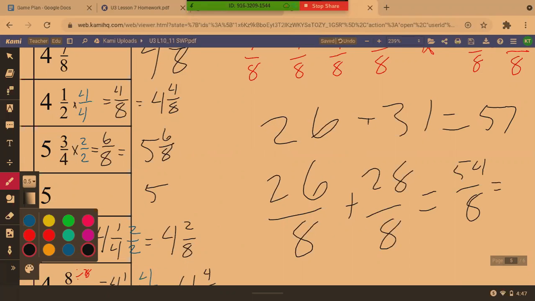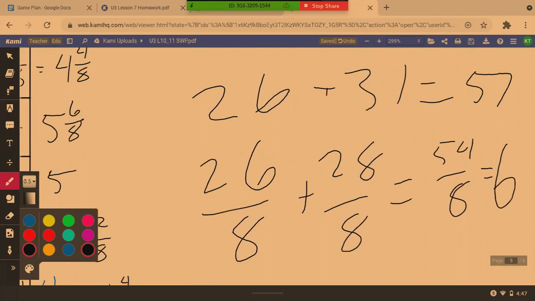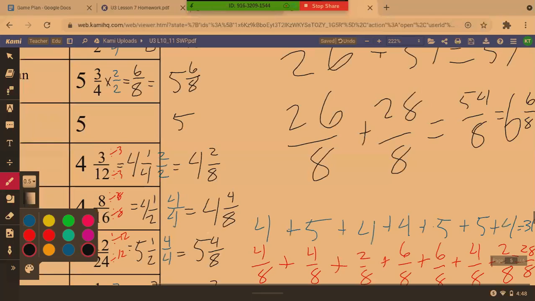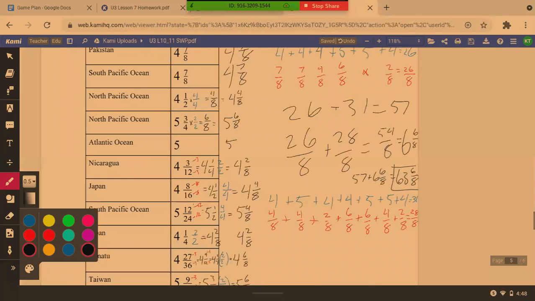And that's an improper fraction, and we turn that into, so 6 times 8, that equals 48, with a remainder of 6 over 8. So now we're going to do 57 plus 6 and 6 over 8 equals, boom, that is the total.